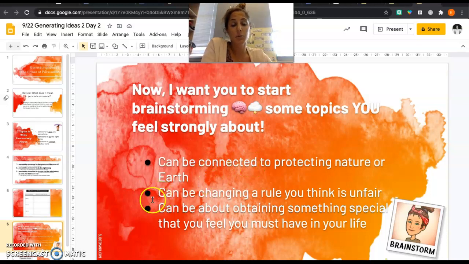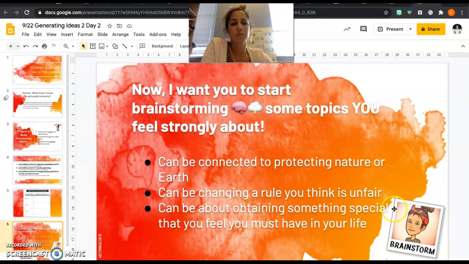It can be changing a rule you think is unfair. If you're really passionate and feel strongly about a rule that you don't think should apply, that this rule should not exist, then you could try and persuade the reader to change a rule or create a rule.